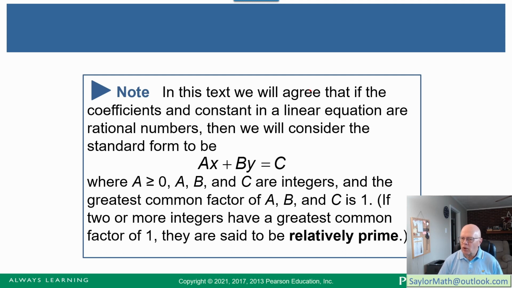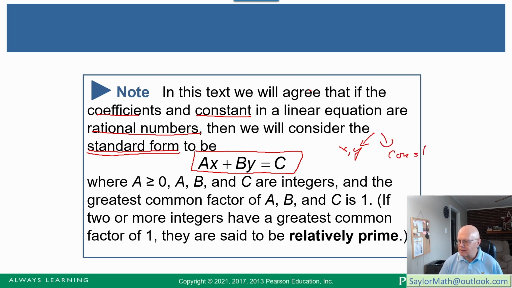Now, we're going to agree that the coefficients and constants are rational numbers. That means fractions or better, integers, whole numbers. The standard form is ax plus by equals c. Put it another way, the x's and y's are on one side, and a constant is on the other side.